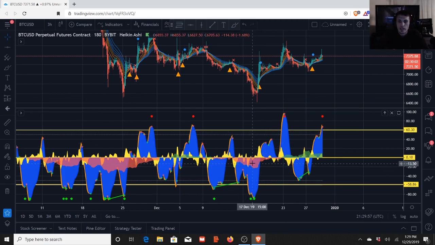Your red cloud and your green cloud, that is your MFI. That is your money flow index. You will hear me say or refer to it as smart money. Basically what MFI does is it measures the buying and selling pressure. It analyzes both price and volume at the same time, and that's what produces the wave.